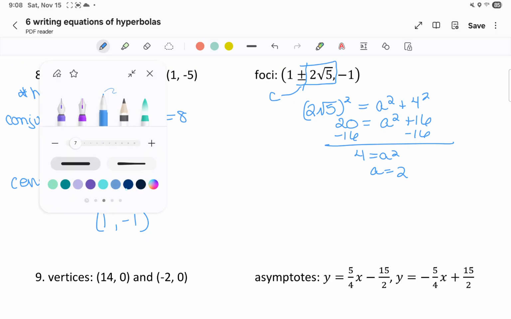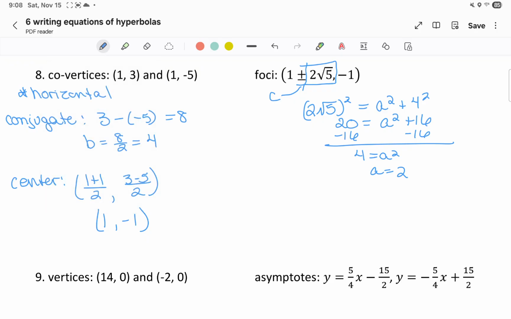And then since we're horizontal, we'll lead with x, so x minus 1 squared over 4 minus y plus 1 squared over 16, which equals 1.